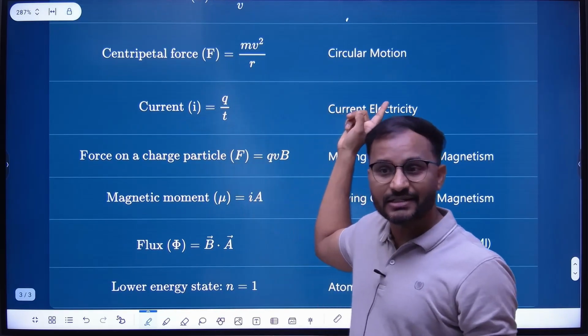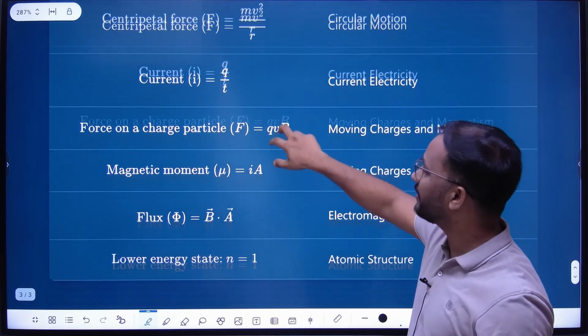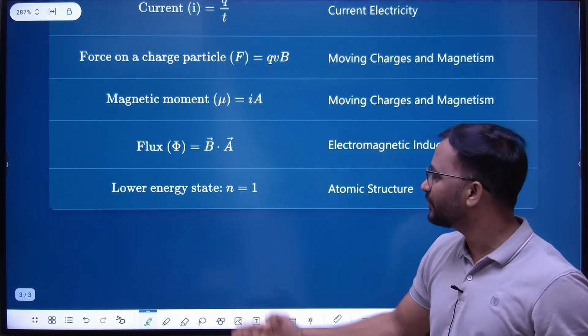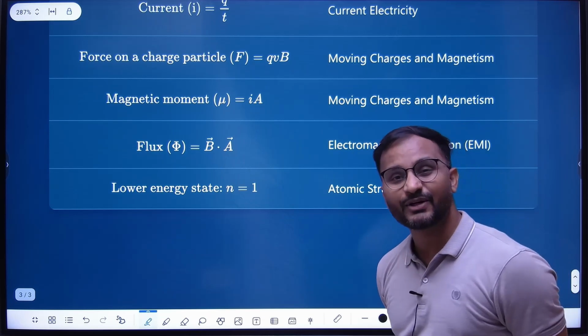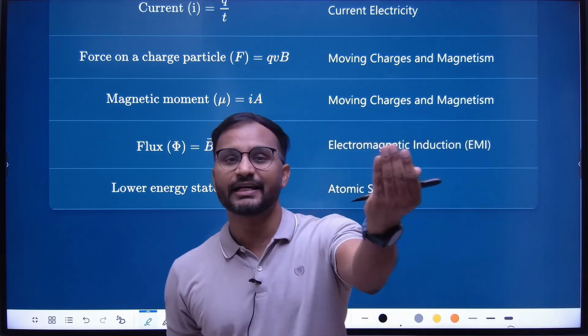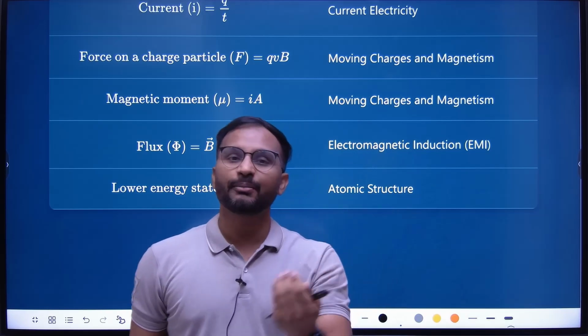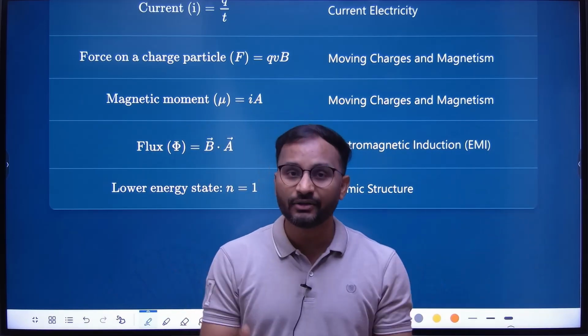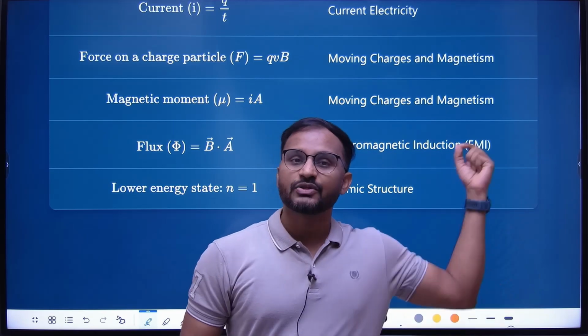From current electricity chapter, the current is equal to q by t. Force on a charged particle is q v cross b. Magnetic moment is I into a. Flux is equal to b bar dot a bar. And finally, from the atomic structure, the lowest energy state corresponds to a principal quantum number of n is equal to 1. See, these are all the 10 concepts that we had to use to just solve this problem.